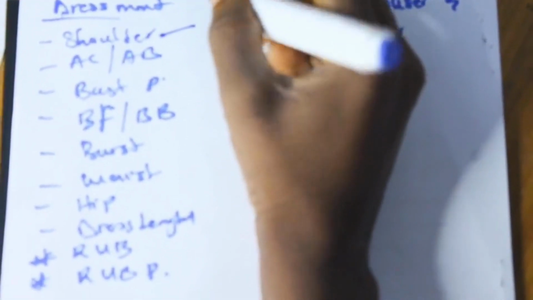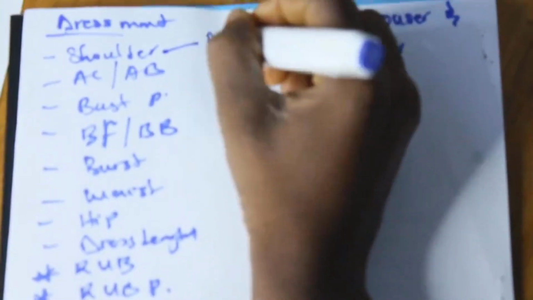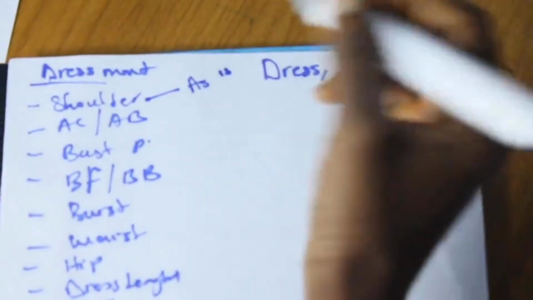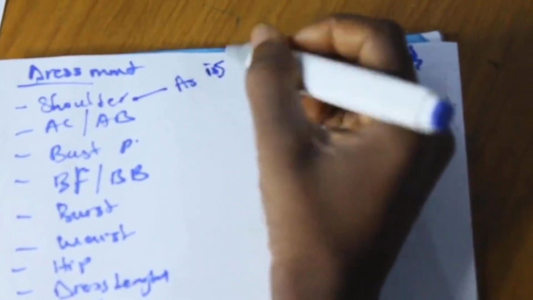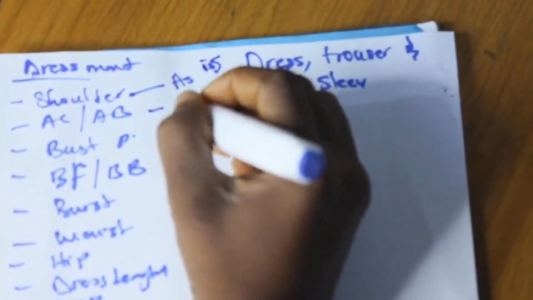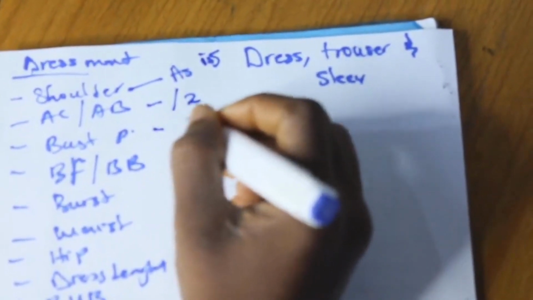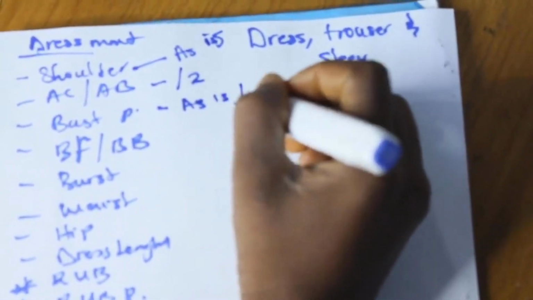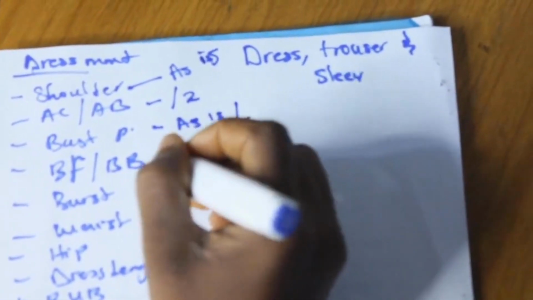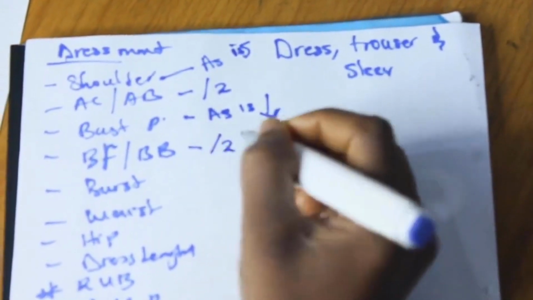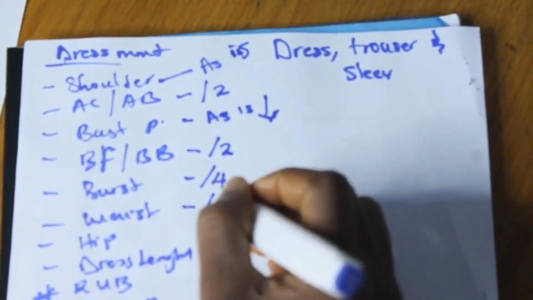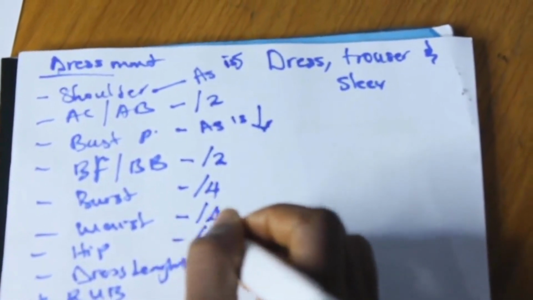For the shoulder, you just put it as is. Like when we took Cynthia's measurement, her shoulder measurement is 3.5, so we just use 3.5 as is. Across back and across chest we divide by 2. Bust points, you put it as is. From the shoulder you just take it down to the point. Then the bodice front, bodice back, you divide by 2. The bust you divide by 4. The waist you divide by 4. The hip you divide by 4.